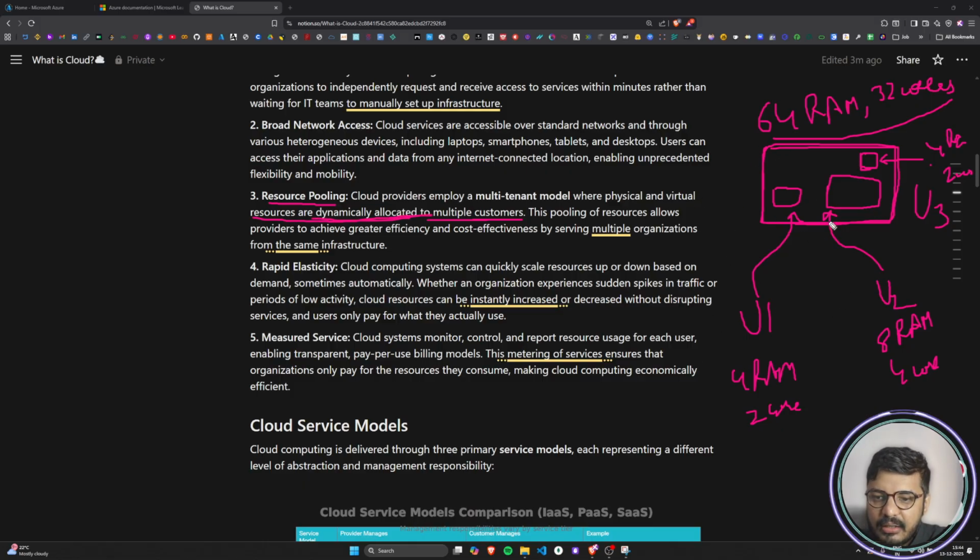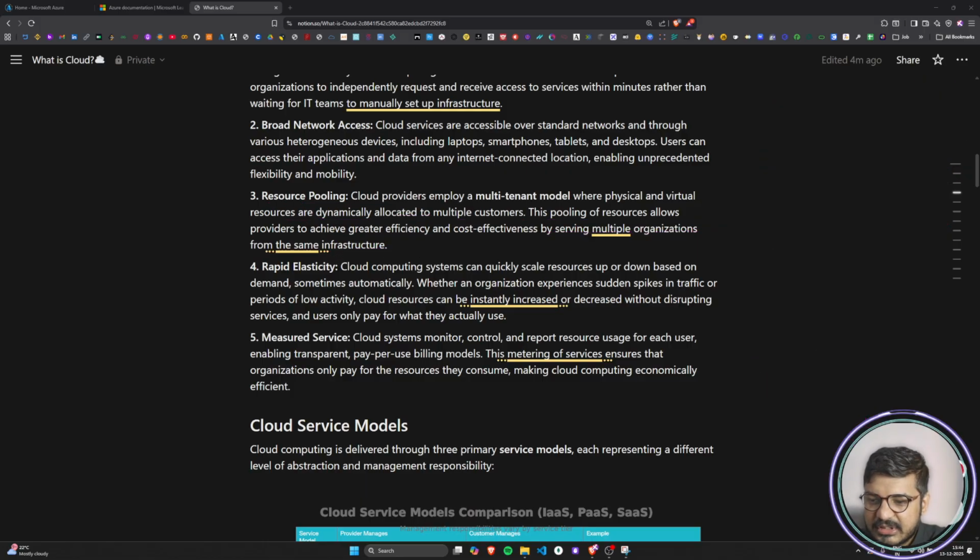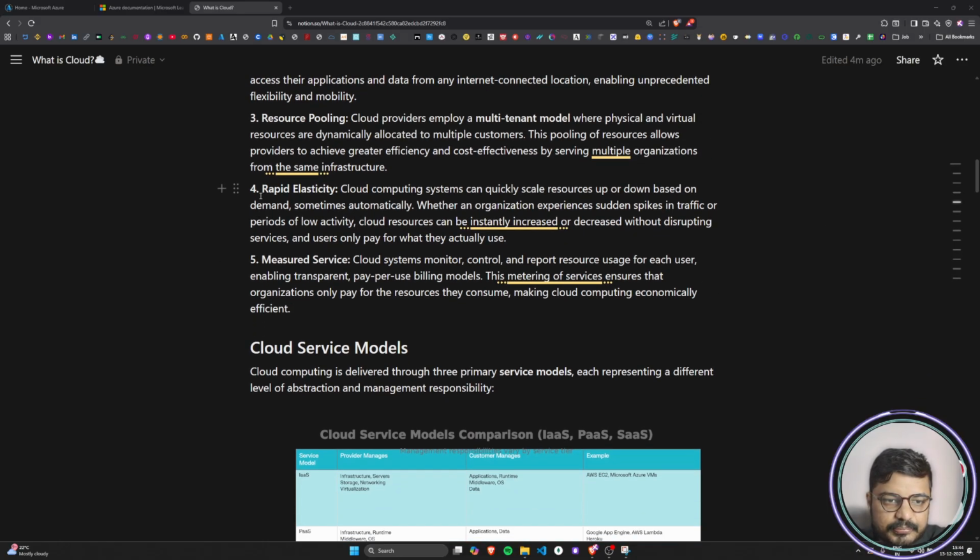So let's say this user goes down, he has stopped his resource. Again, let's say user 4 comes into the picture, he can be allocated this resource. So this is how dynamic allocation basically works. This pooling of resources allows providers to achieve greater efficiency and cost effectiveness by serving multiple organizations from the same infrastructure. Okay, so I'm just giving you a basic example here. Obviously it is much more complicated than this.